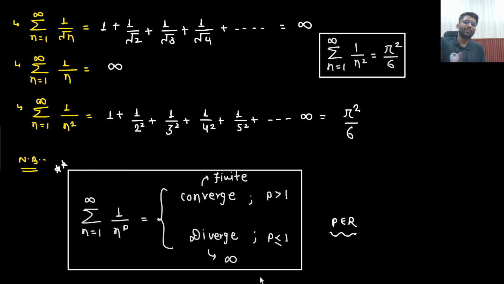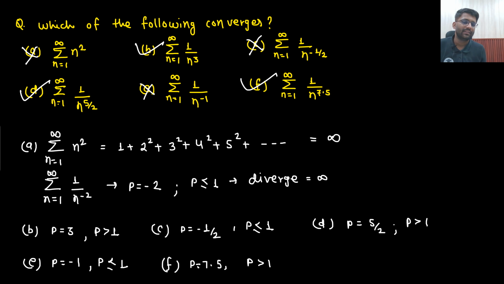So it should be stuck in your mind. P equals 1 is the matter of concern. If it is less than or equal to 1, then it will diverge. If it is greater than 1, then it will converge.